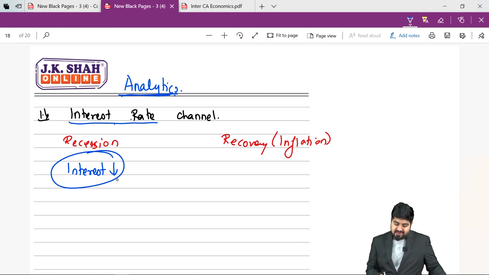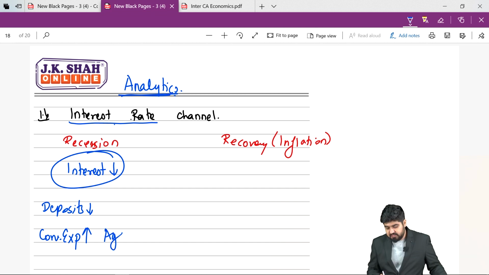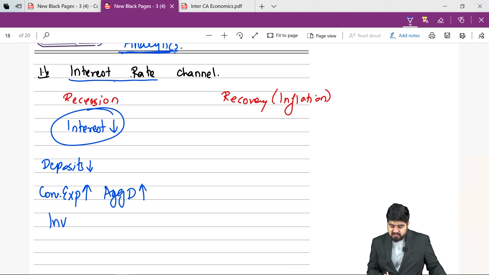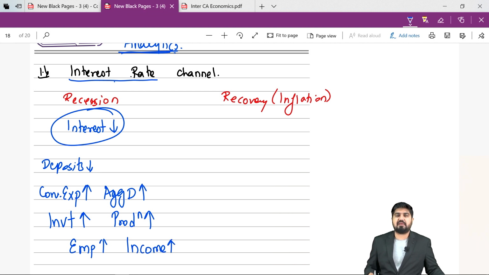Why is that so? Reduction in interest rate will reduce the deposits in the market. If people don't deposit in the banks, that means they will go and spend money in the market. So consumption expenditure will increase. Consumption expenditure increases, that means aggregate expenditure or aggregate demand is also increasing. This will result into additional level of investment in the economy. Additional investment means what? More and more production in the economy. More production means there will be more employment in the economy, and increase in employment means the income level will also increase. So when income increases, employment increases, production, do you think we are in recession? No, at this time GDP will grow.